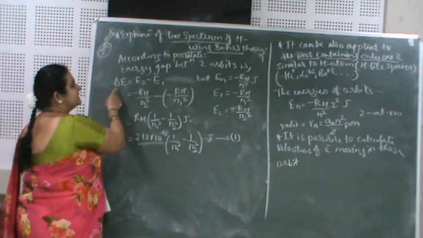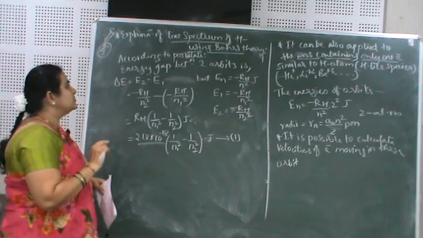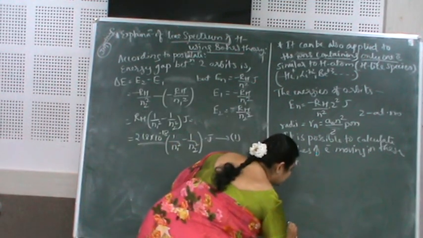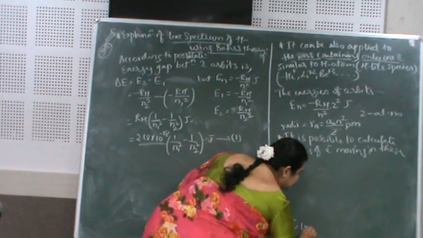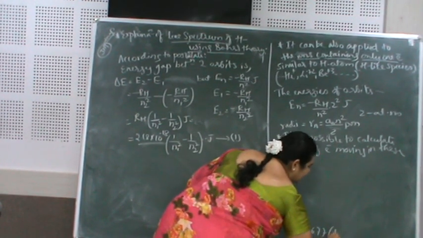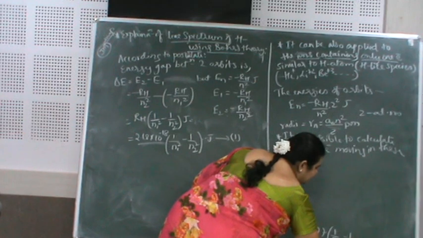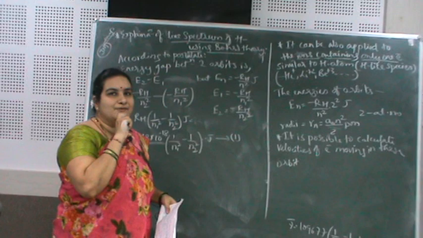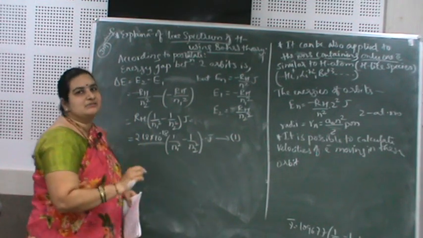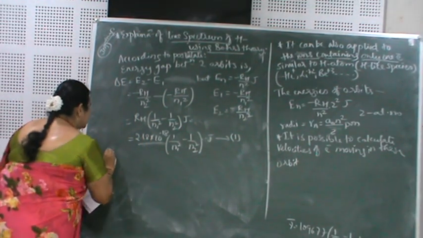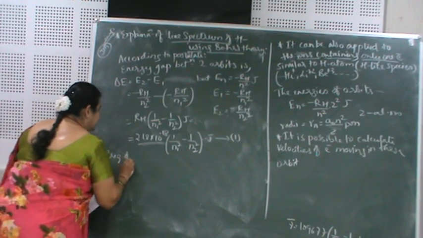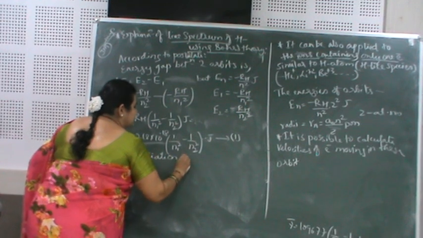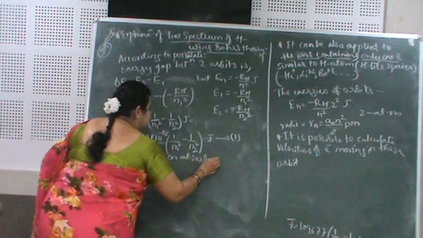Now we have calculated the delta E. So I have to reach the explanation of line spectra, meaning I have to give the equation nu bar is equal to 109677 into 1 by n1 square minus 1 by n2 square. It is our target. So in order to get the wave number, first I will write the frequency of radiation. Okay. Next part, frequency of radiation absorbed or emitted.